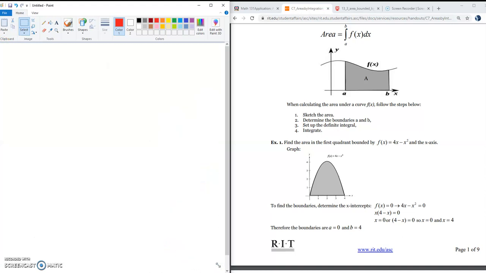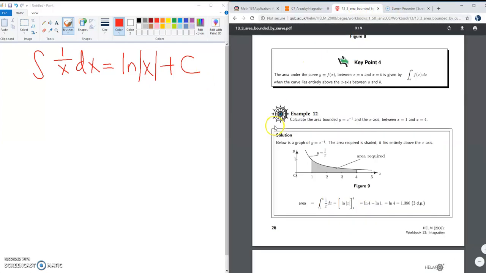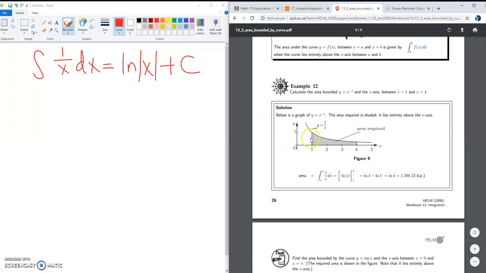Before we look at the next example, there is a special integral that you need to know. The integral of 1 over x dx is equal to the natural log absolute value of x plus your constant c. That will help us with the next example.